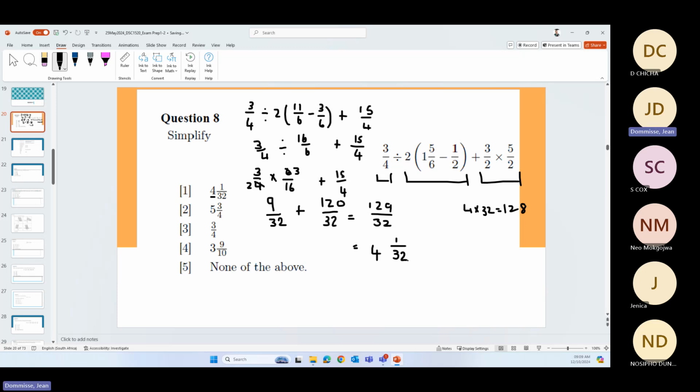So my fraction will be 4 and 1 over 32, which is option 1. Okay, so originally, when I was looking at these answers, I was thinking option 2 or 3, just because both of them had a 3/4. So I thought maybe somewhere it would have happened that we will cancel out, and it might have been a minus and something that we don't pick up.